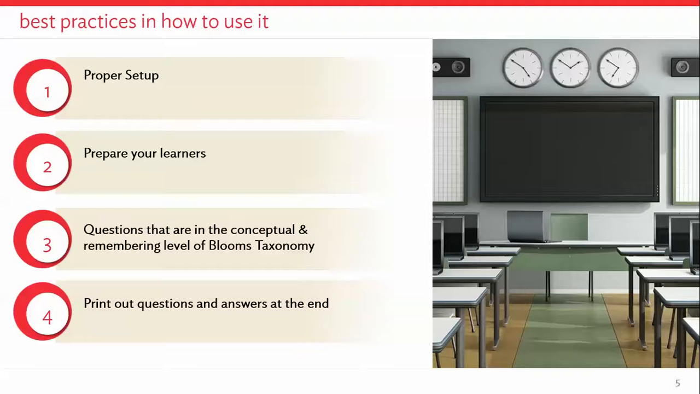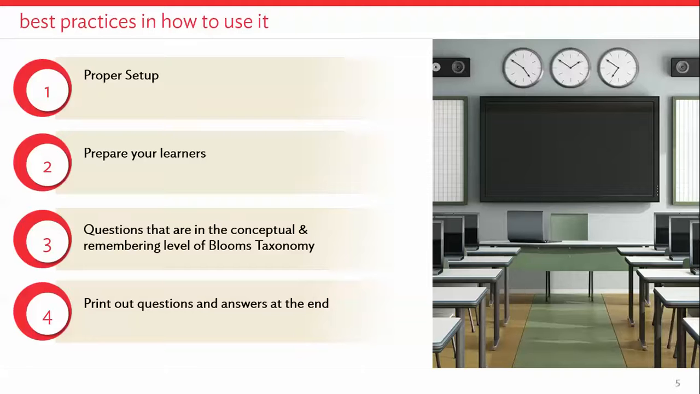Number 2 is prepare your learners. Upon arrival of the learners to the session, they need to know how to set up the Sli.do and how to enter in the code. They also need to know the guidelines for using the Sli.do for quizzes. Number 3, that questions are in the conceptual and remembering level of Bloom's taxonomy. This is the best way to have quizzes that are quick and easy.